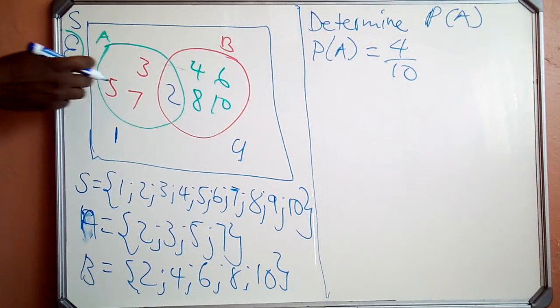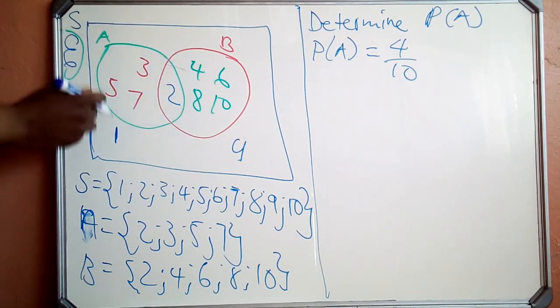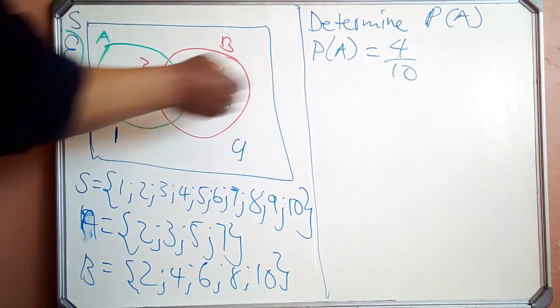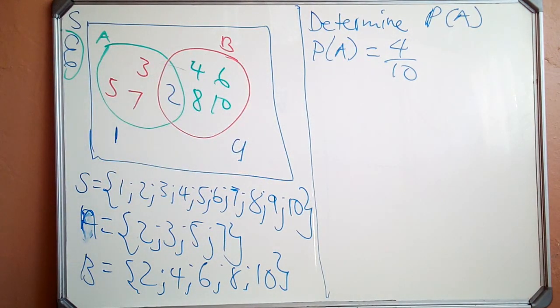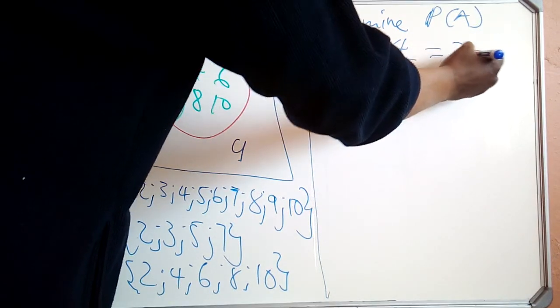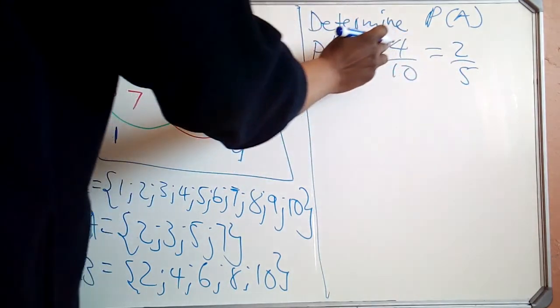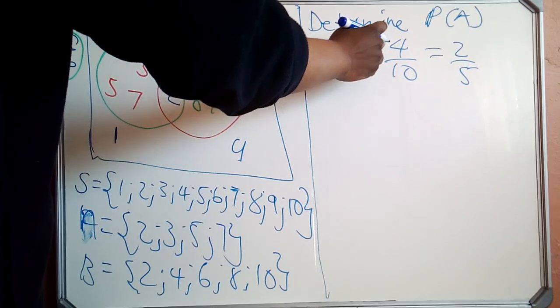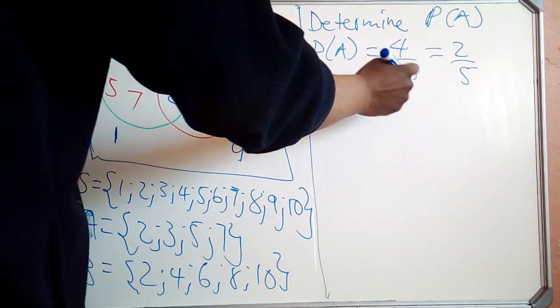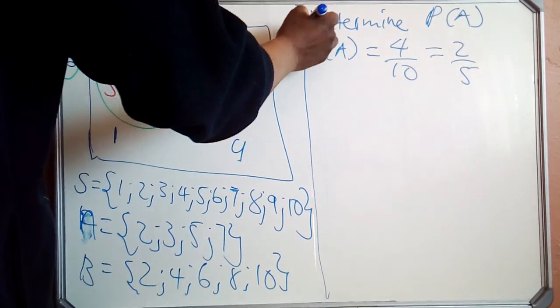You see that? Because we've got 1, 2, 3, 4, and all of them are 10 elements. So you've got 4 elements out of 10 elements. But because this is probability, you always need to express that in its simplest form. So this will be 2 over 5. If 2 is a factor, then 4 divided by 2 is 2, and 10 divided by 2 is 5. Okay, that was number 1.